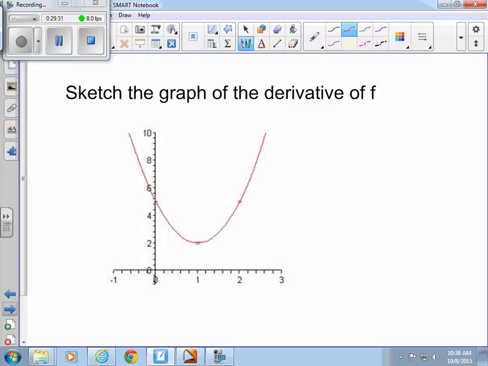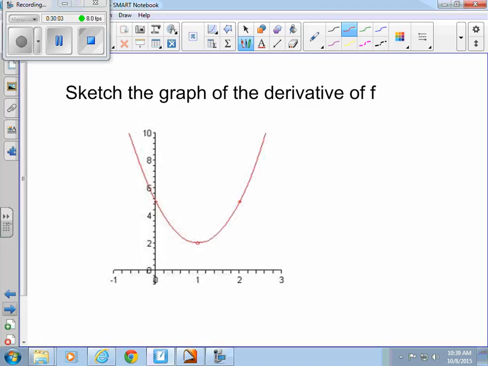A couple random questions that I want to start thinking about is sketching the graph of the derivative based on the original function. So I want to plot f prime of x. I don't know what f of x is, but I want to plot f prime of x. That's the first thing you know about f prime. It is the slope. So what do you know about it? It is linear because it's quadratic, so that seems reasonable.